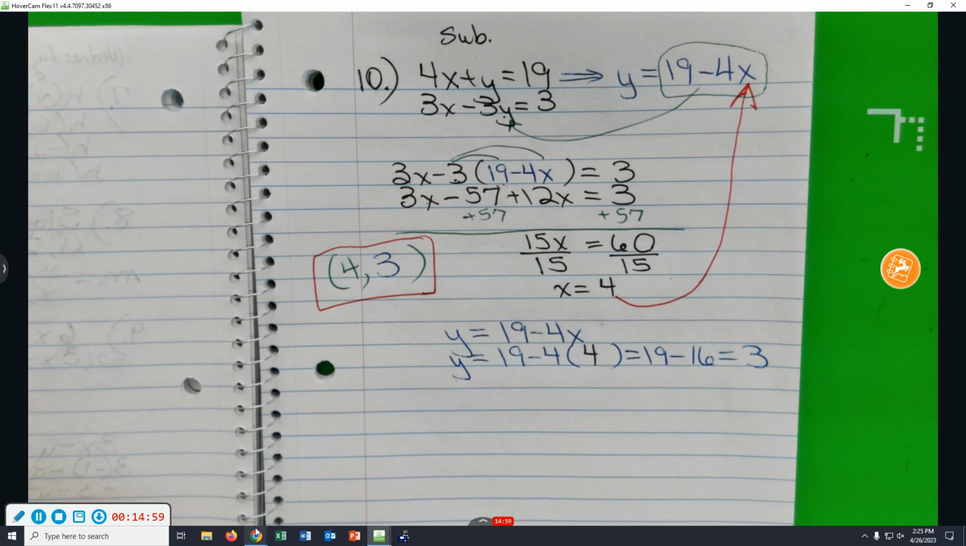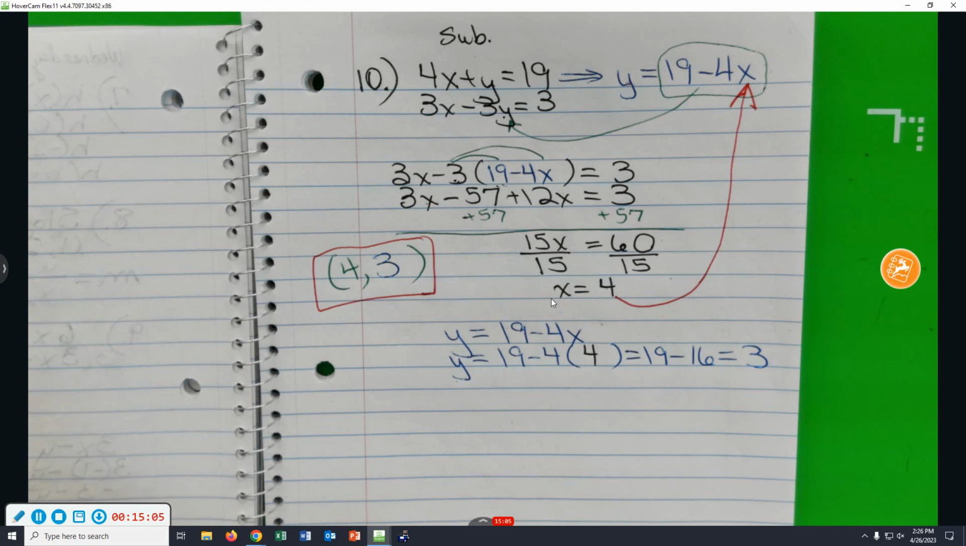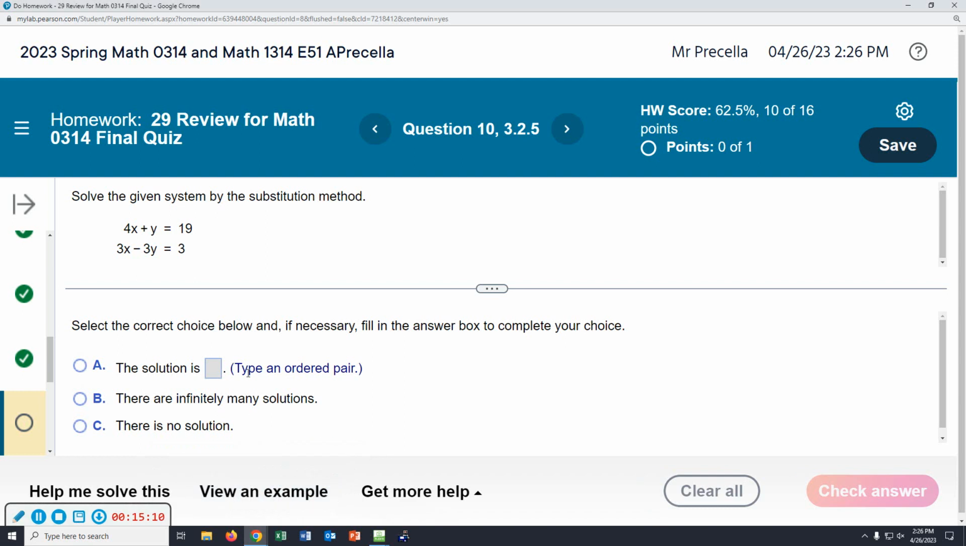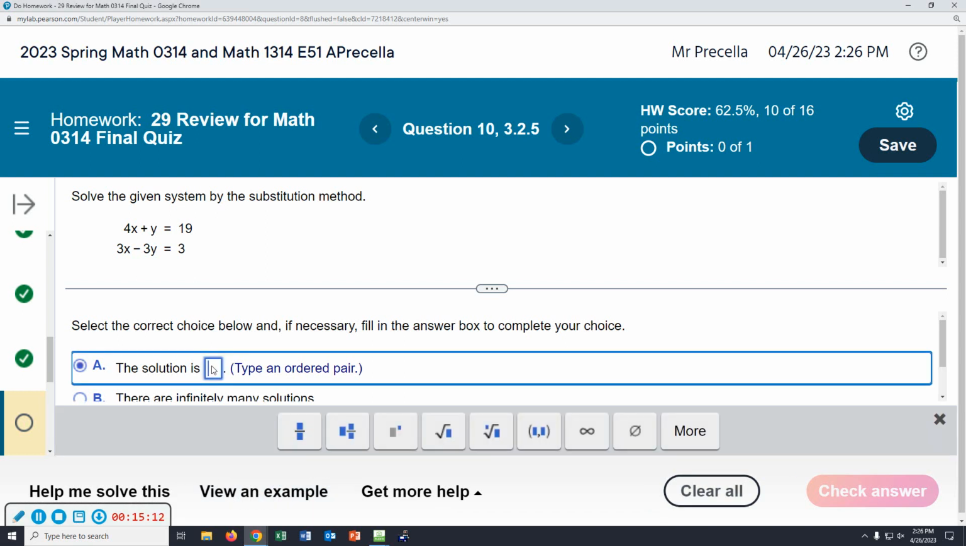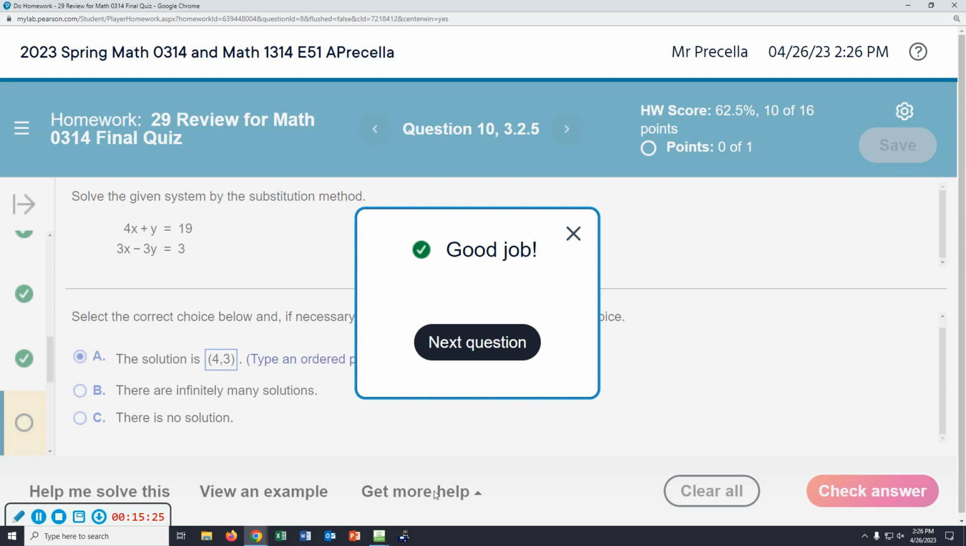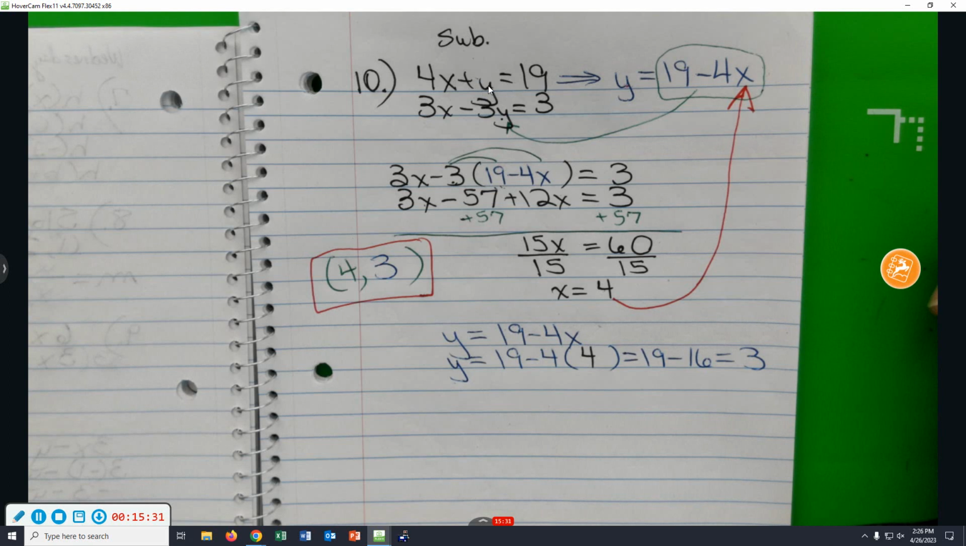Once again, if you had used elimination, you would expect to get the exact same ordered pair. Which one's easier? Elimination is easier, especially if you don't have a variable with a coefficient of 1. If you have a variable with a coefficient of 1, then they're both about the same. But elimination, I think, is easier if you don't have a variable with a coefficient of 1. Imagine if there were 7 in front of this y, and you had to divide 3 by 7 and plug that in.